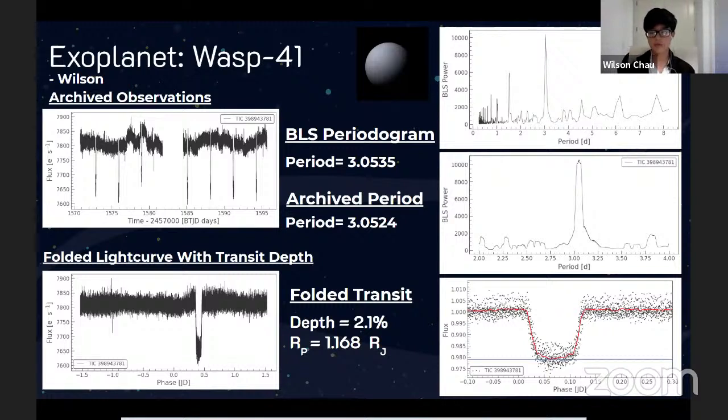After continuing on to our light curve, I placed it into a scatter plot, and I found that the depth was 2.1%, and the radius of the planet was around 1.168 Jupiter radii. So this planet is a bit larger than Jupiter if you were to compare them. Next slide, please.